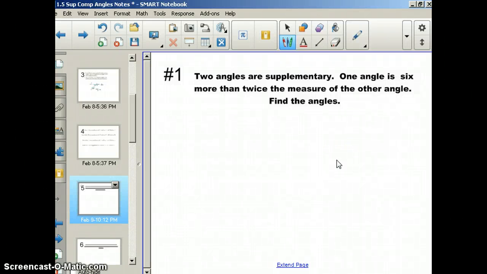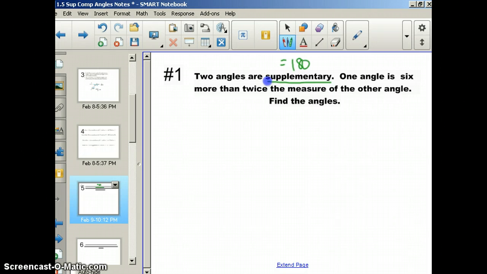How to solve word problems involving complementary and supplementary angles. To start these problems, we need to figure out, are we setting our equation equal to 180 or to 90? In this problem, we have two angles that are supplementary, so we're going to be setting it equal to 180.